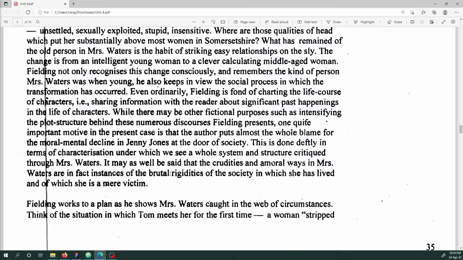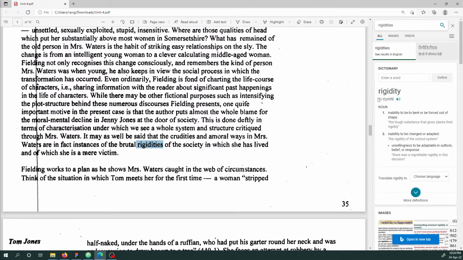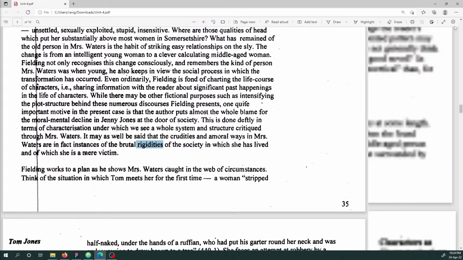All right, I'll look up this word. Rigidity.